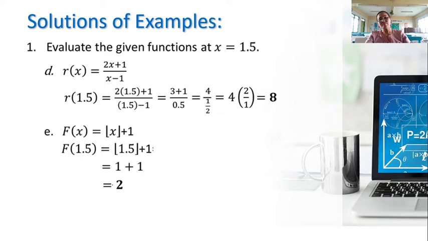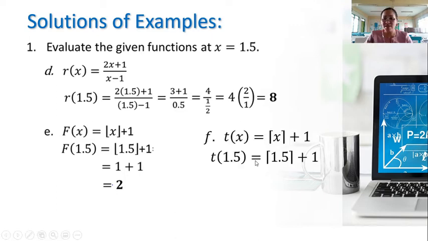Now lastly, the given function t of x, which is equal to the ceiling function of x plus 1. Replacing our x with 1.5, this will become t of 1.5 is equal to the ceiling function of 1.5 plus 1. Now when we talk about the ceiling function, this is actually the smallest integer that is greater than or equal to the given value. Take note, the smallest integer that is greater than or equal to the given value, and that given value is 1.5.